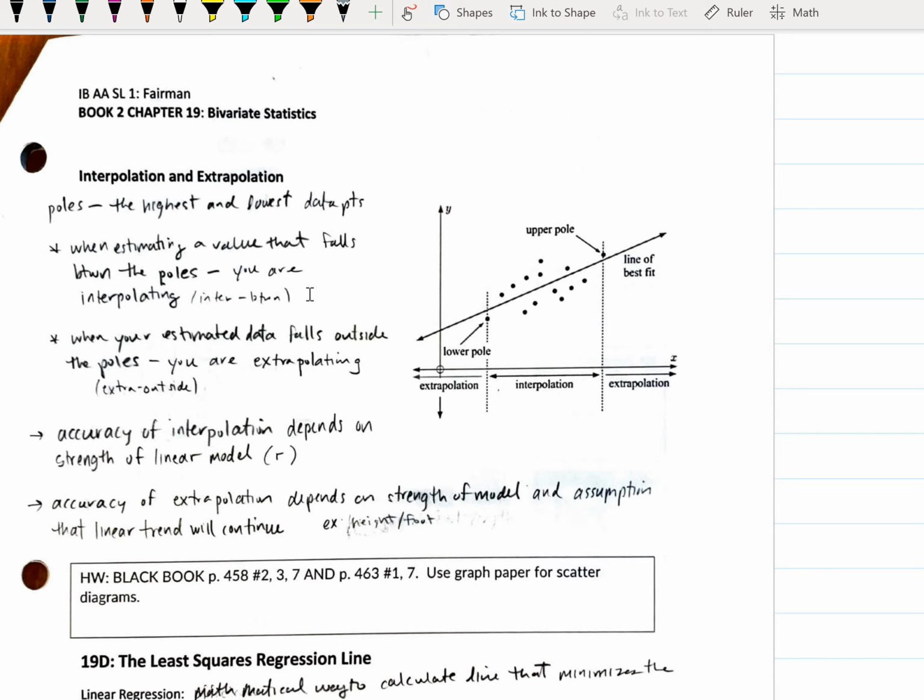So the accuracy of your interpolation depends on the strength of R. So you would calculate your R value to see whether or not you could really rely on your interpolation. And the accuracy of your extrapolation depends on the strength of the model and the assumption that you have a linear trend. Not all trends are going to be linear. They might look linear at a small location, but as you get further away, they are something else. Okay, that's it.